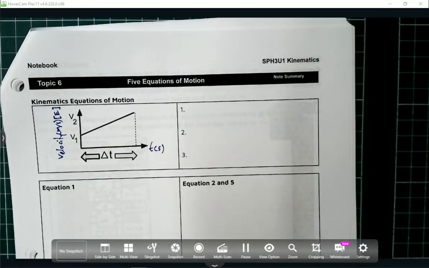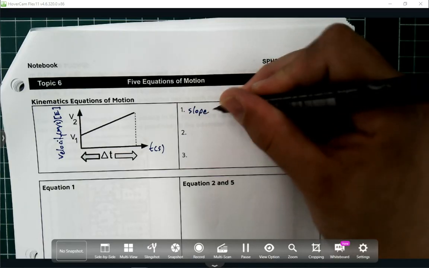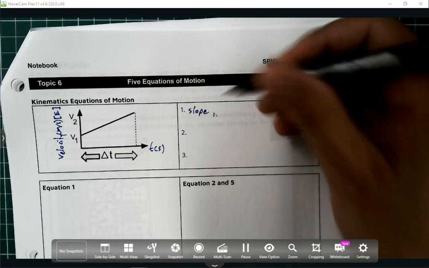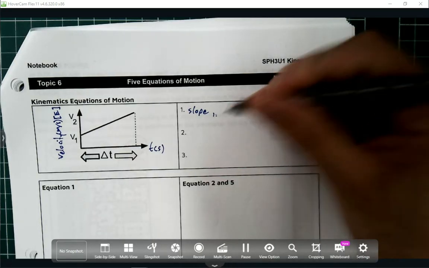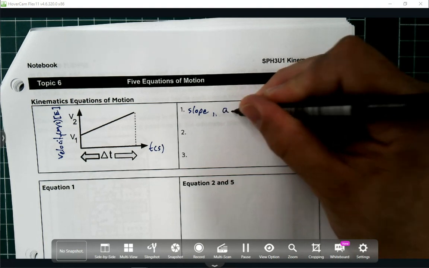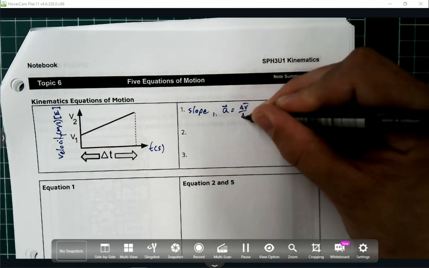Other things that aren't new is we could talk about the meaning of slope. Well, on a velocity time graph, the slope, you guys shout it out. What's the slope on a velocity time graph mean? Acceleration. We just did a lab about that. So this is something that should be fresh in our minds. We say acceleration is equal to delta V over delta T.